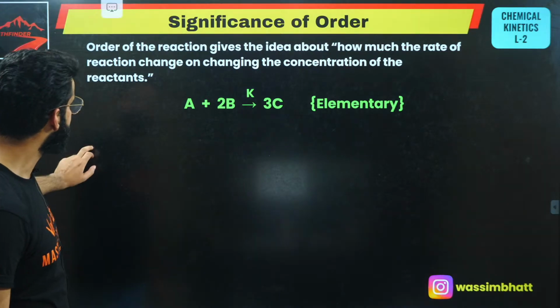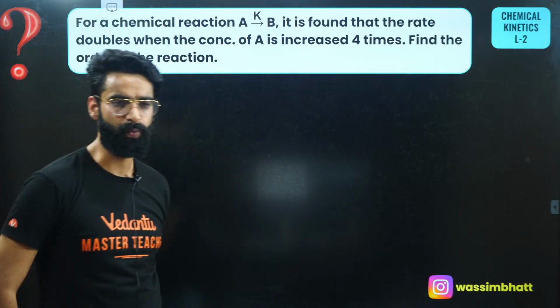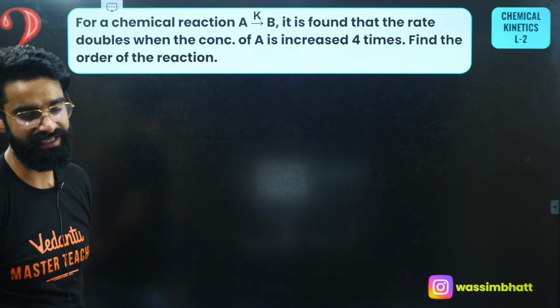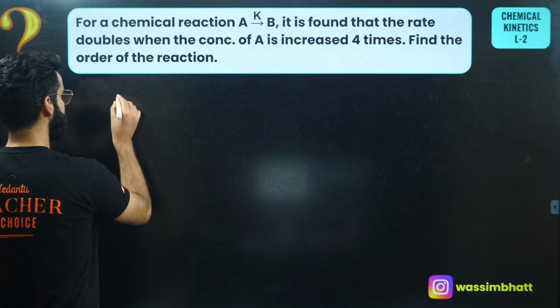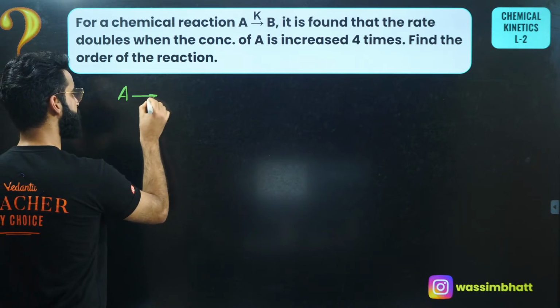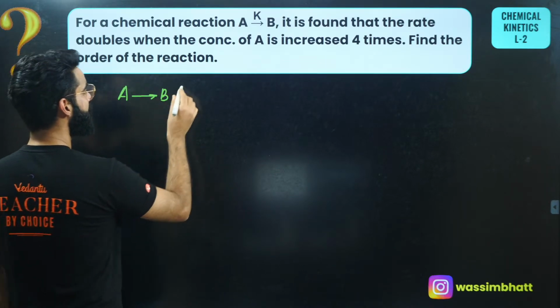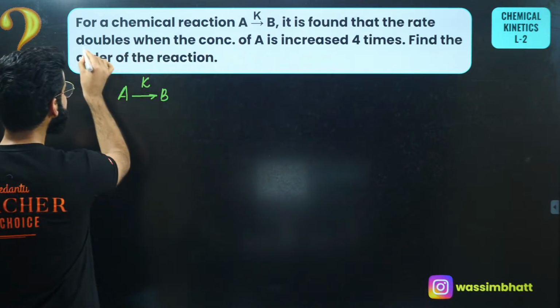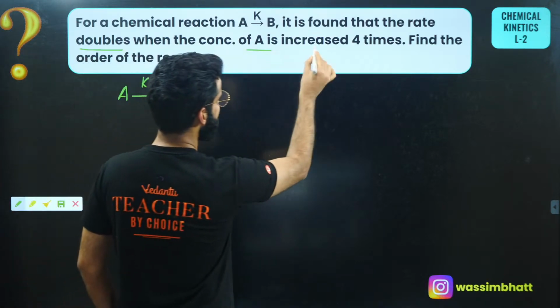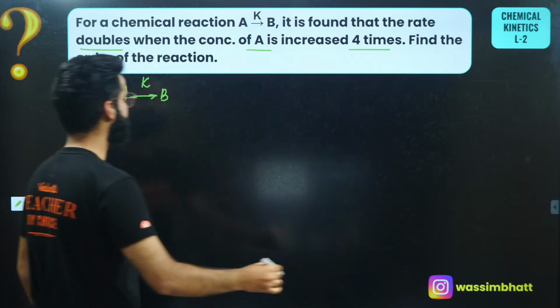Right? Now people, there are a few questions which we can solve right here. Very simple, okay? I'm sure all of you can solve this question. For a chemical reaction, A gives B. Well, I'm given a chemical reaction, and the chemical reaction is A gives B. The rate constant of the reaction is K. It is found that the rate doubles when the concentration of A is increased 4 times. Find the order of the reaction.